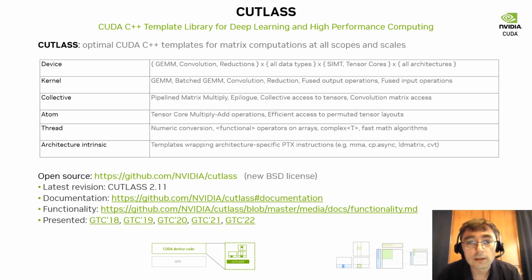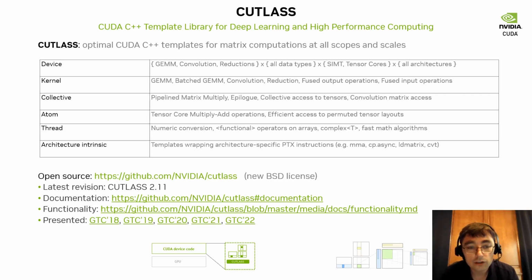CUTLASS is a CUDA C++ template library for deep learning and high-performance computing. CUTLASS provides optimized CUDA C++ templates for matrix computations at all scopes within the CUDA execution model and all workload scales. CUTLASS provides pre-baked device-wide computations for GEMM, convolution, reductions, element-wise computations, and more for all data types supported by NVIDIA GPUs on all shipping architectures.